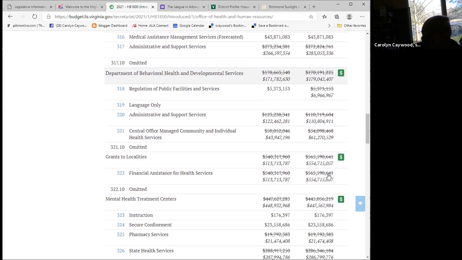Yeah. It turned out it's this, I believe. Financial assistance for health services. And it has been cut a little.